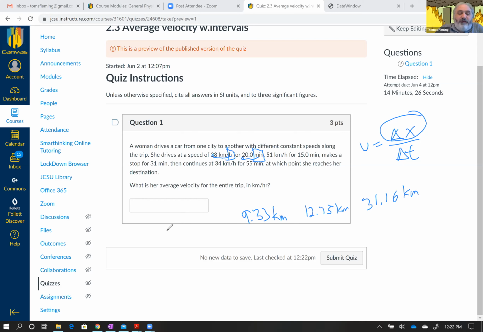Yeah. So I did 28 times 1/3 because 20 minutes is 1/3 of an hour. And with each of those, that's what I'm doing. And then when I figure out what to divide by, I'm going to divide by the total time, which is going to be the 1/3 of an hour plus 1/4 of an hour plus 0.5 something of an hour plus 0.916 of an hour. Whatever all that adds up to, that's the delta T. For that, I would include the time for the stop, even though she didn't go anywhere.